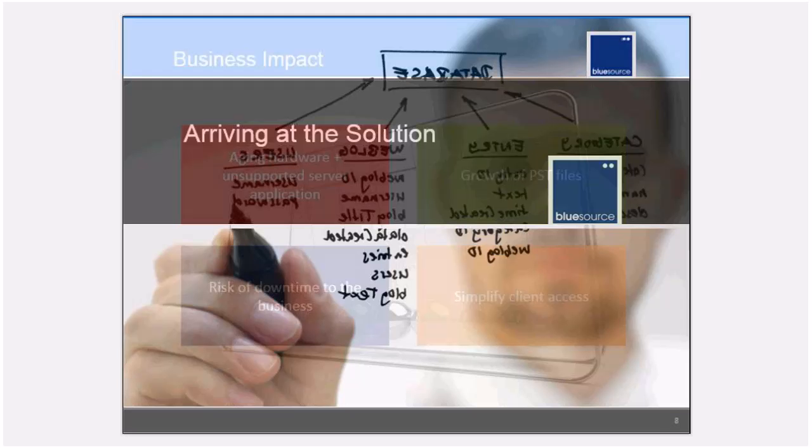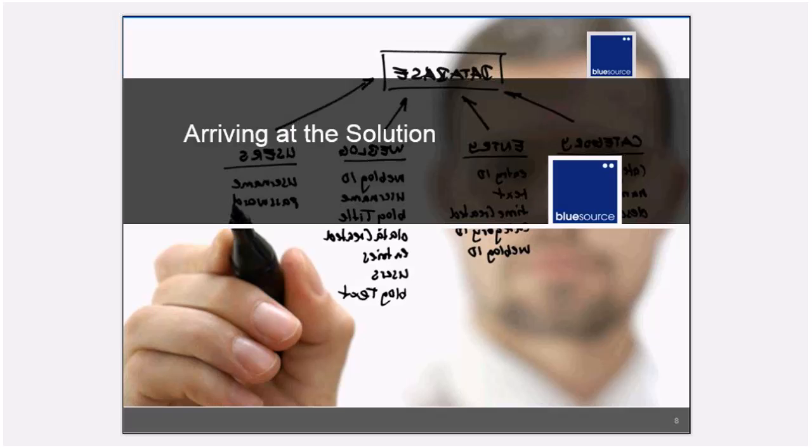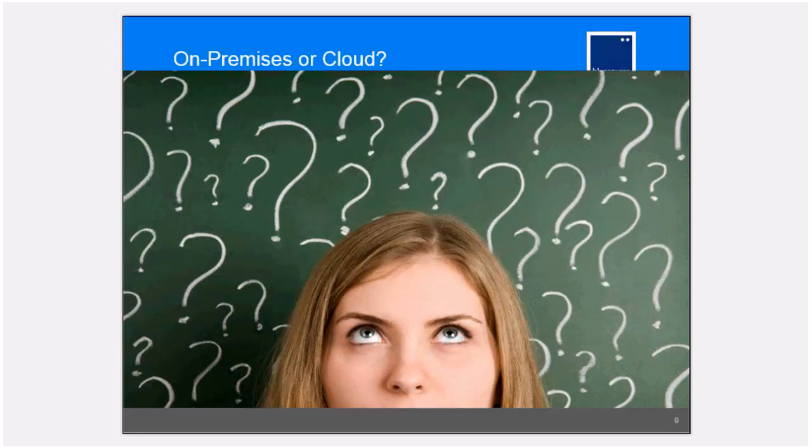So we engaged with the client, we had a few initial meetings, and that assisted us in arriving at our solution. Now, one of the first questions that we would throw at the client, given the background, is, well, the scene has changed. Are you looking at going to an on-premises based solution, or are you looking at going to a cloud-based solution?